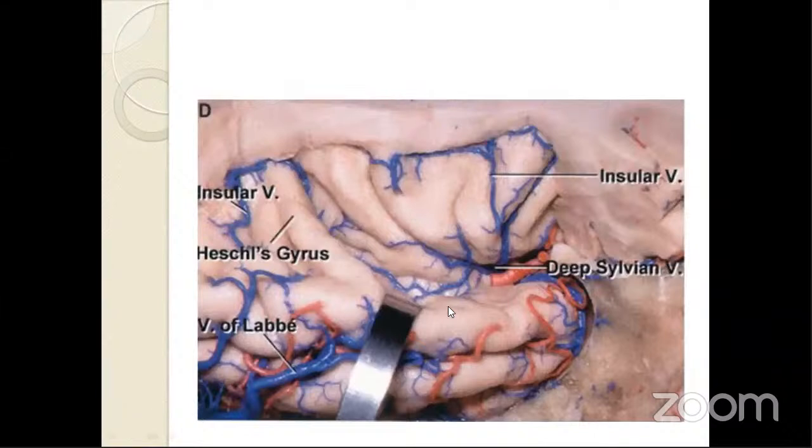In this image, after retraction of the temporal lobe, we can see the Heschl's gyrus, which is the most anterior part of the transverse temporal gyrus. We can see the insular vein, the vein of Labbé, which connects the transverse sinus with the superior Sylvian vein. We can appreciate the deep Sylvian vein and the insular vein.